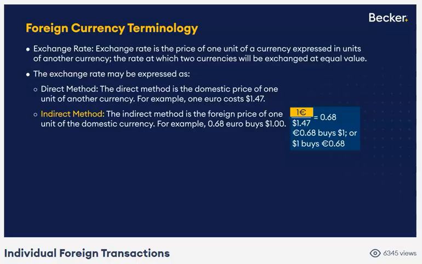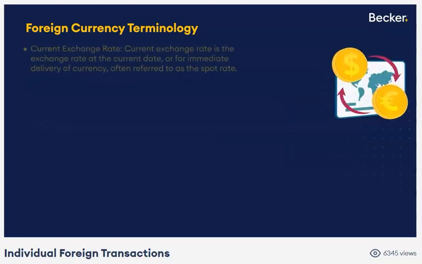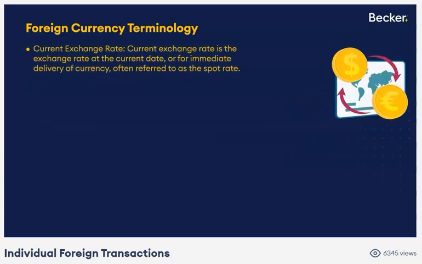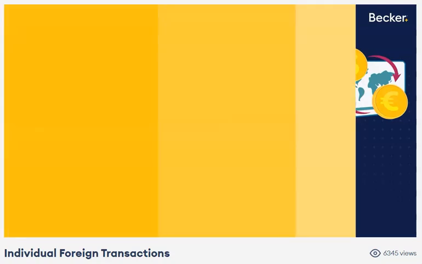If you have the foreign currency in the numerator, well, then that's the indirect method. So 0.68 euro and $1 is in the denominator. That means 0.68 euro buys $1, or the flip side, $1 buys 0.68 euro. Okay, the current exchange rate, folks, is also going to be known as the spot rate. And you're going to see we need the spot rate on the date of the transaction, the spot rate on the balance sheet date, and then the spot rate, the current exchange rate on the settlement date.